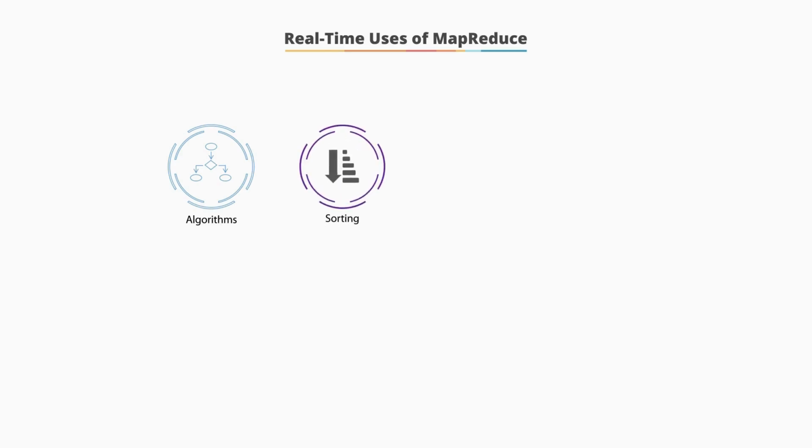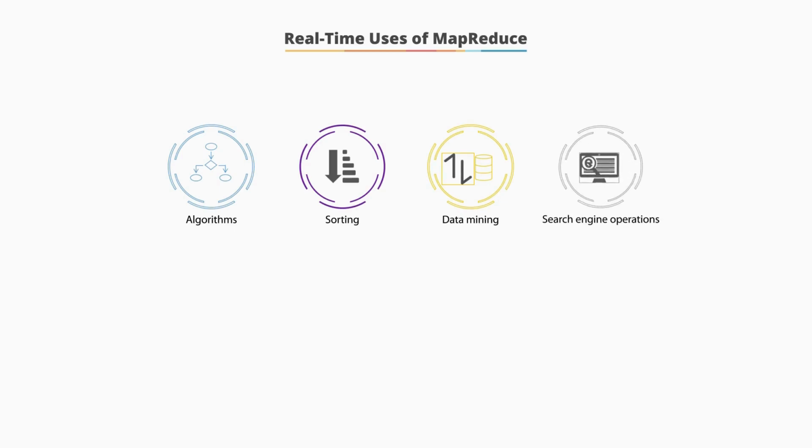Some of the real-time uses of MapReduce are as follows. Simple algorithms such as grep, text indexing, and reverse indexing. Such things as data-intensive computing, which would include sorting large and small sets of data, stream data, and structured data. Data mining operations such as Bayesian classification, which you'll study later. And search engine operations such as keyword indexing, ad rendering, and page ranking.